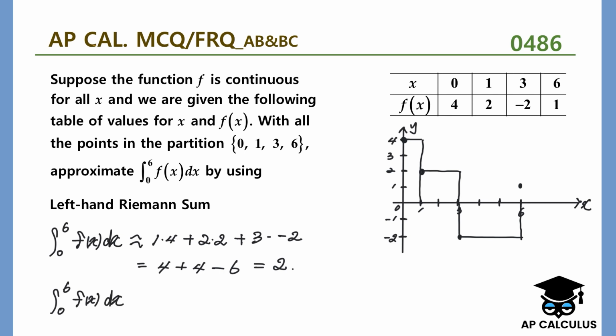So by looking at this table, we can just write that this definite integral can be approximated using the left-hand Riemann sum as 1 times 4, plus 2, since 1 to 3 is 2, times the function value on the left, 2 times 2, plus 3 times -2. So that is equal to 2. So we can find the Riemann sum in these two ways.